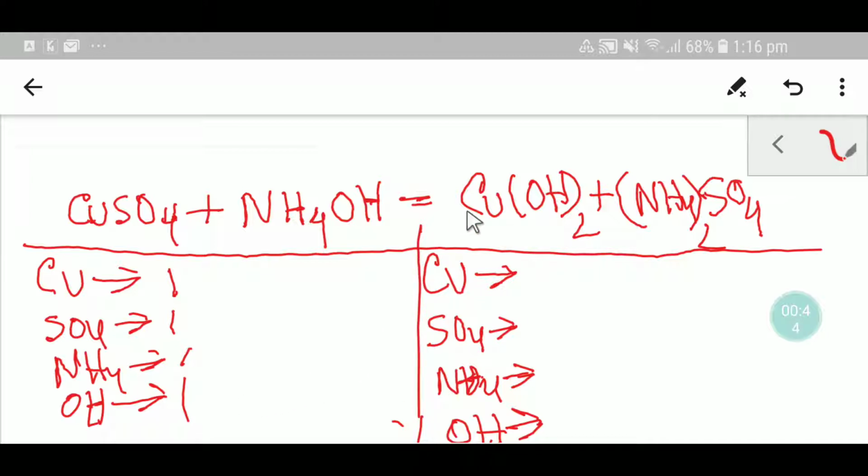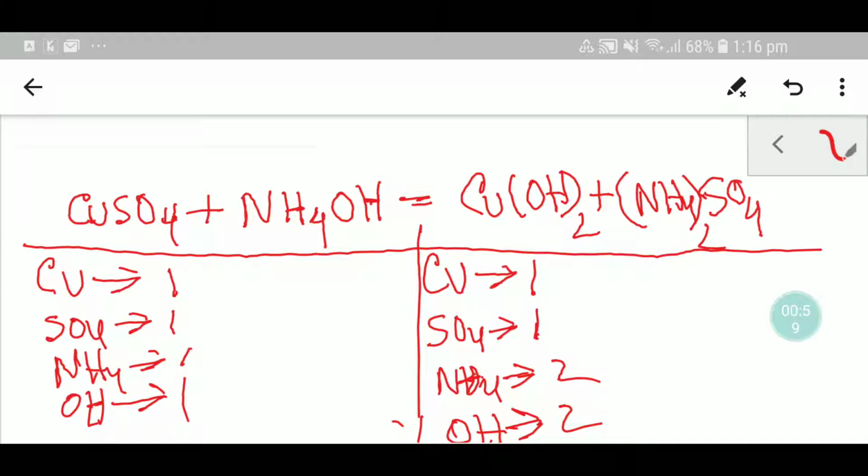on the right hand side we have here one copper atom. Here we have two hydroxide ions, right? And here we have two ammonium ions, and here we have just one sulfate ion.